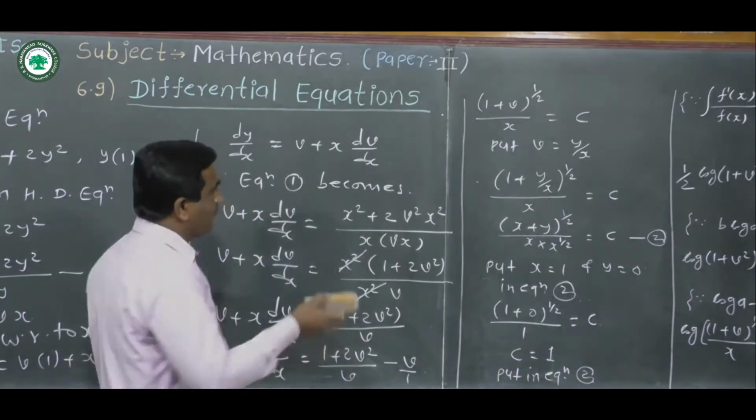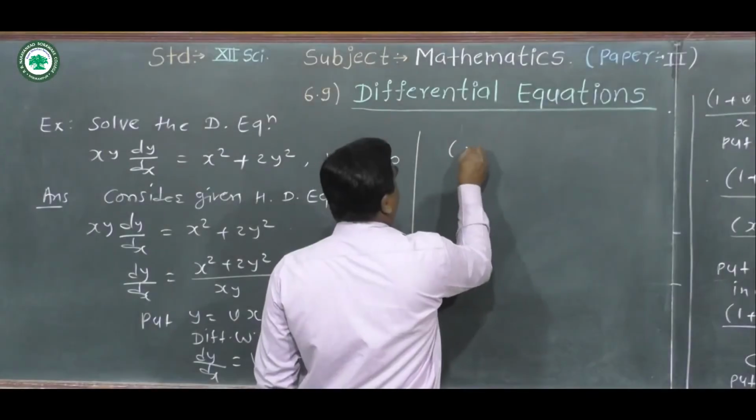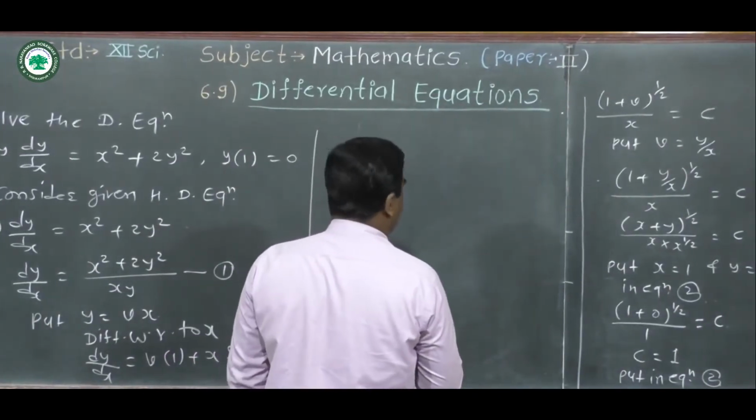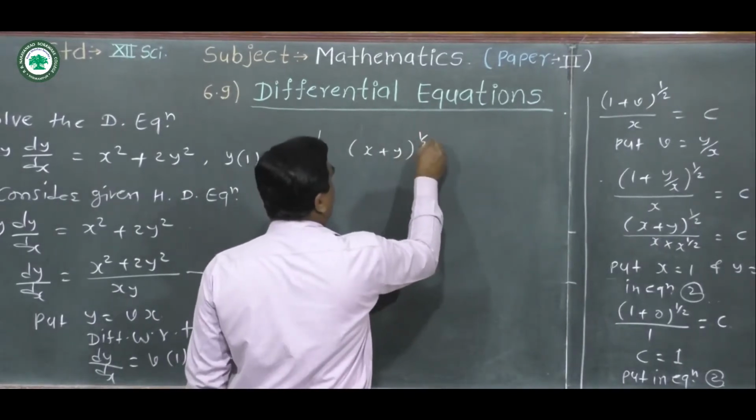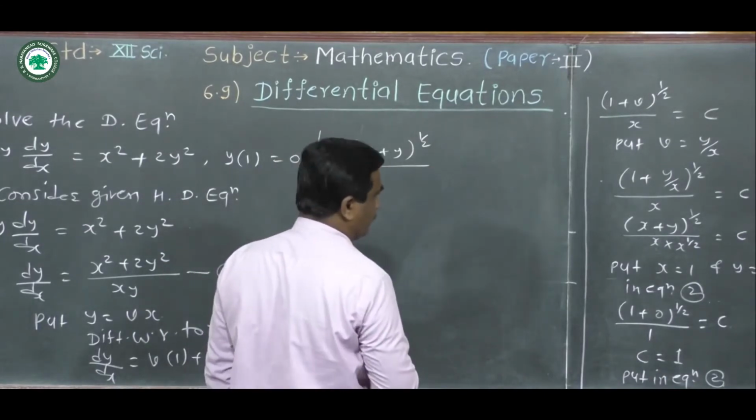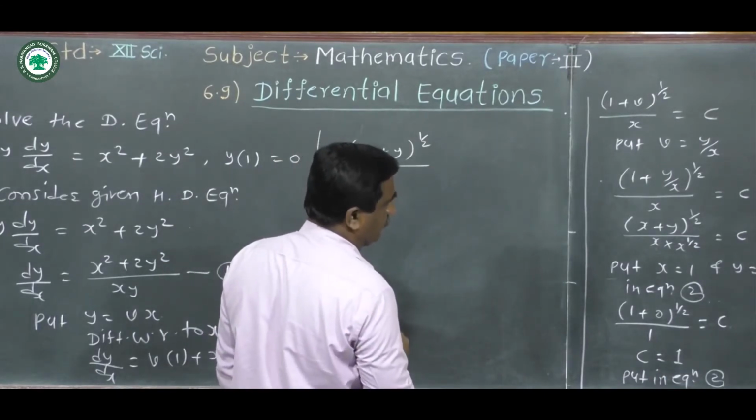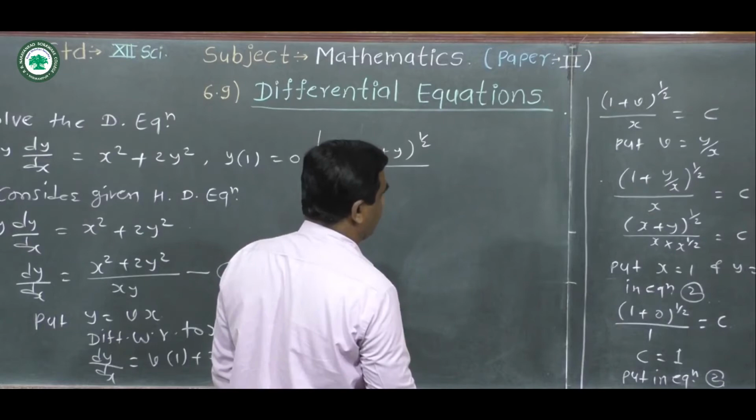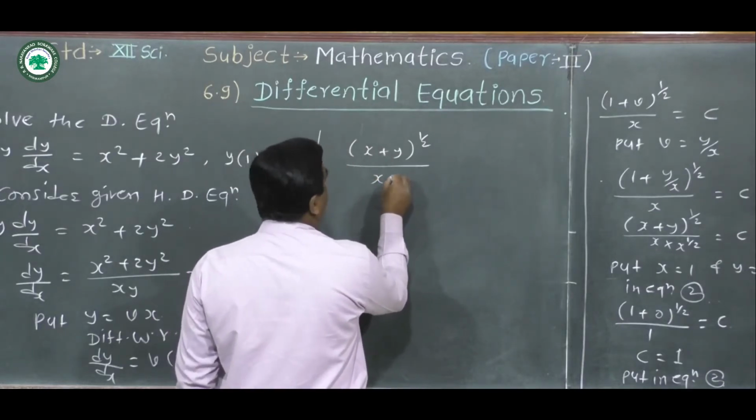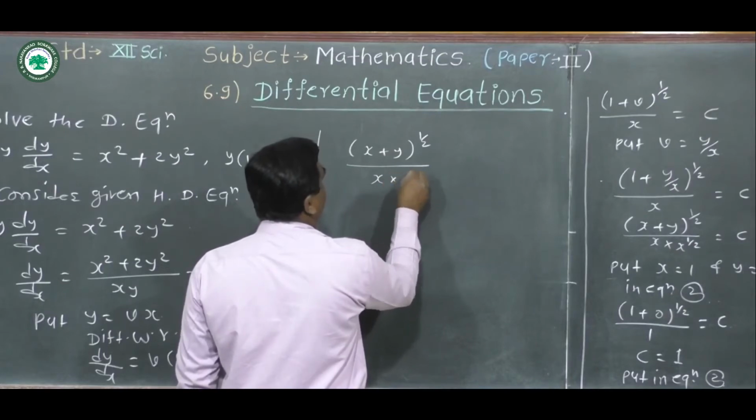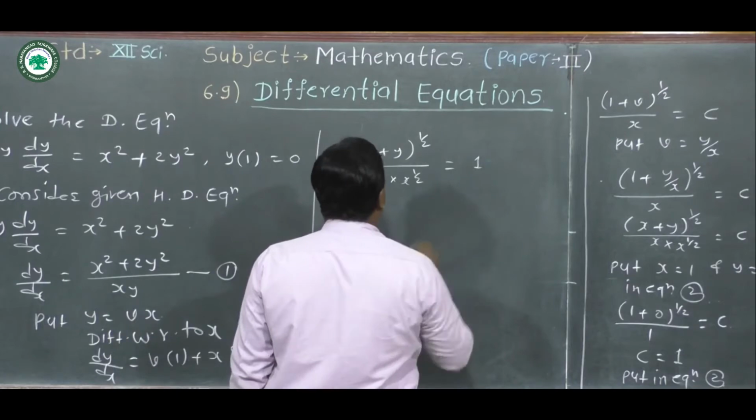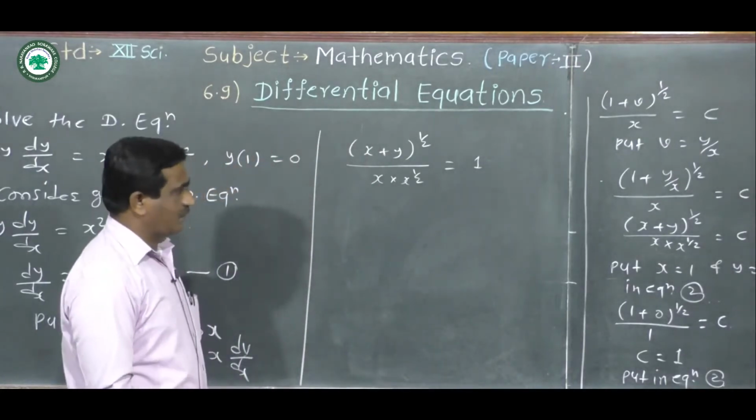Then we can write here (x plus y) raised to 1 by 2 upon x into x raised to 1 by 2 is equal to 1.